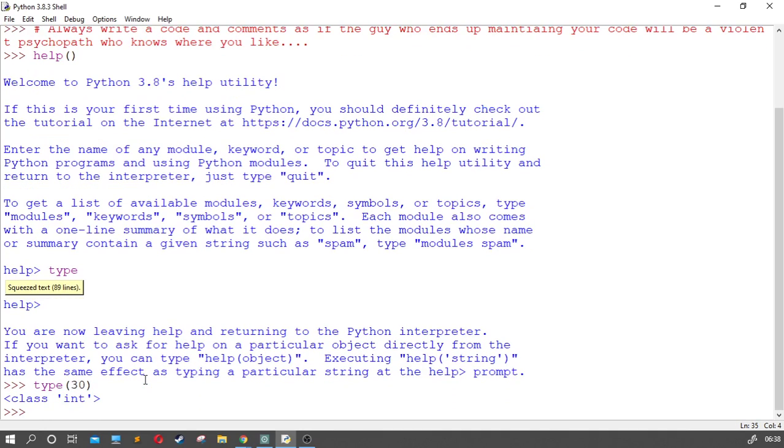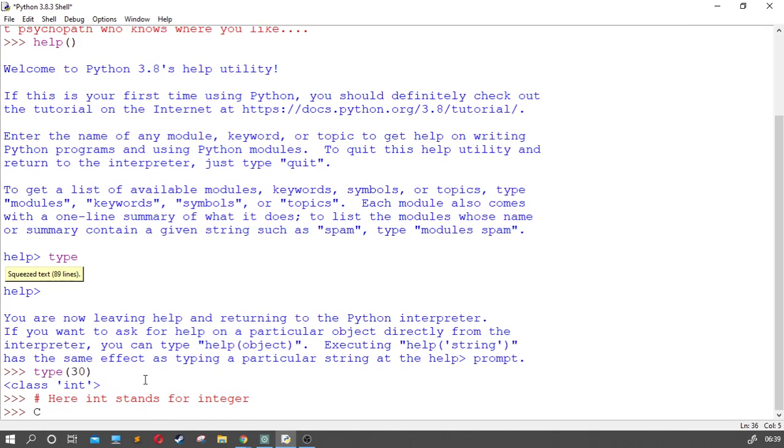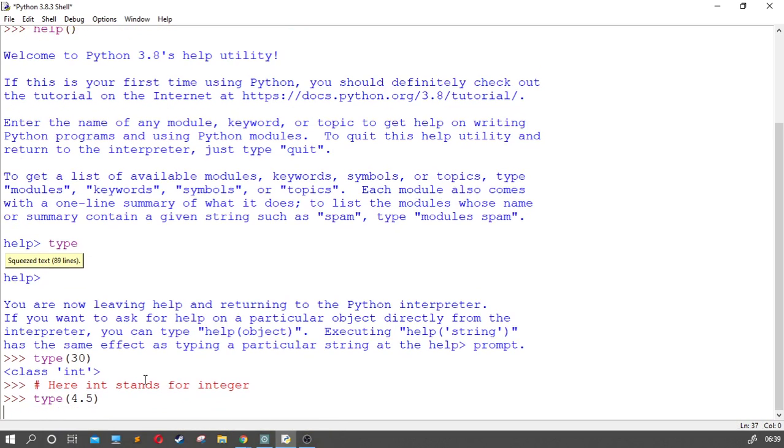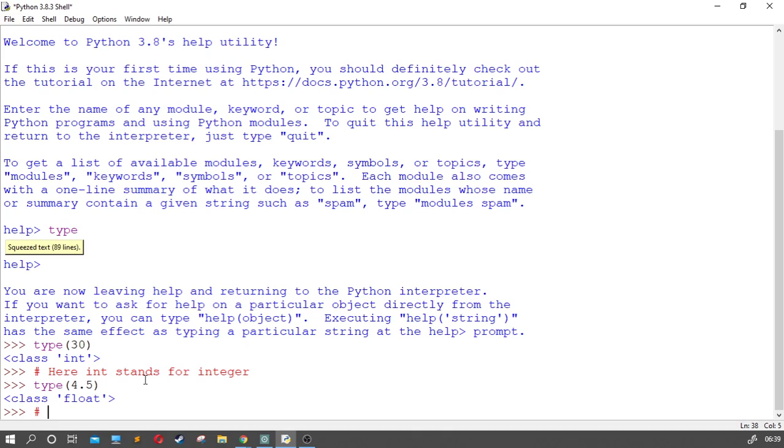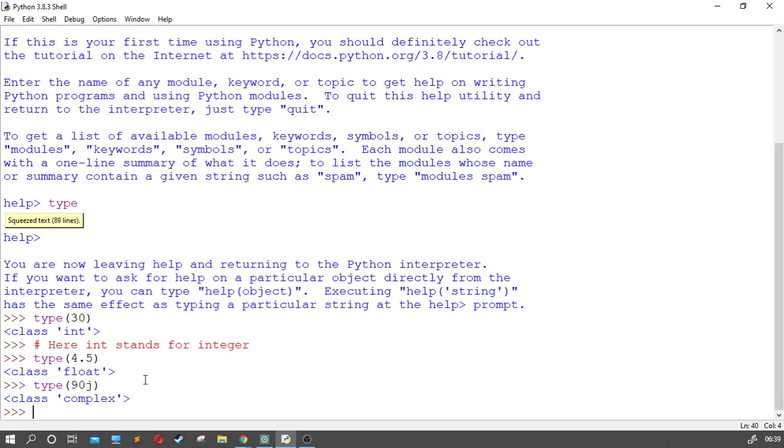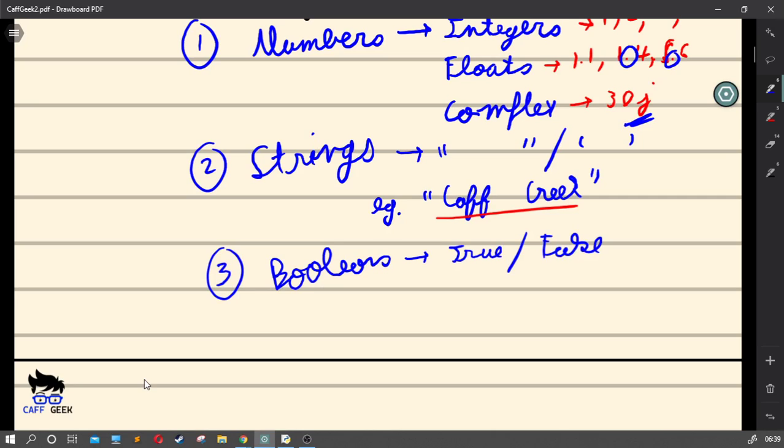You can say class int. Int stands for integer. Let's go ahead with type 4.5. It's float. Everyone knows what float stands for: floating point numbers, which we just discussed. Let's go with type 90j. It's a complex number, which we have already discussed.